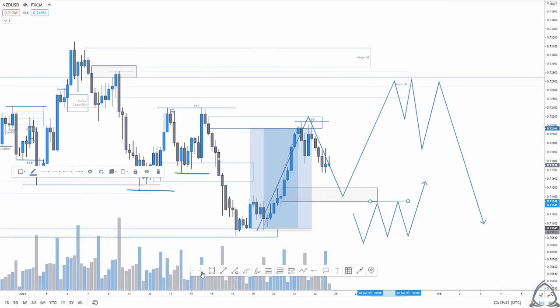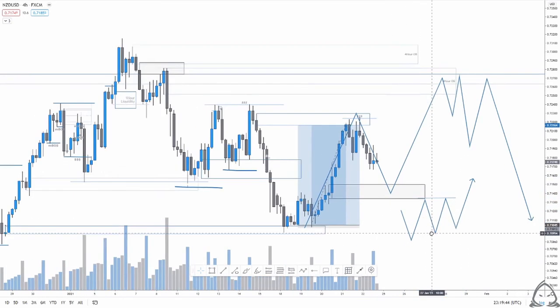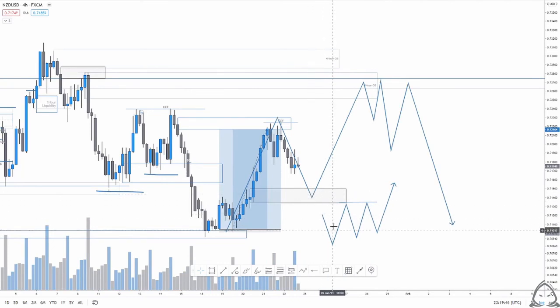Ideally, we don't want to be dropping equal lows, so I'm going to move this up a little bit. Ideally we want to be creating higher highs on that swing. We don't really want to be dropping equal lows, otherwise there is a chance that the market could come back to sweep them.